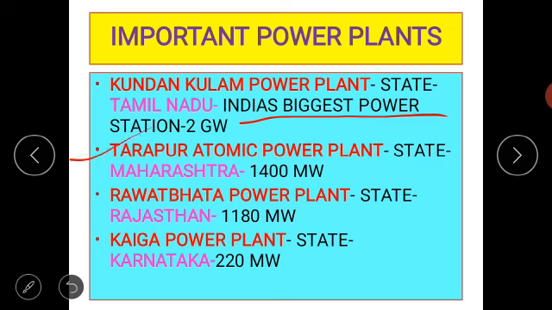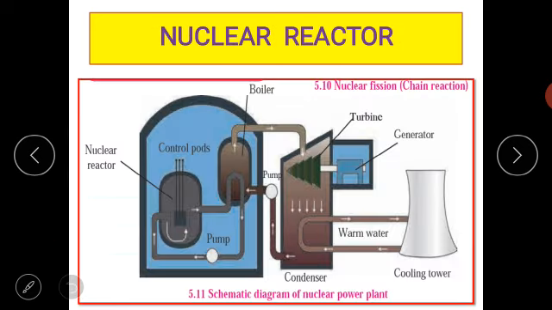Second is the Tarapur atomic power plant in the state of Maharashtra. It produces 1400 megawatt of energy. Third is the Rawatbhata power plant. It is in the state of Rajasthan, and it produces 1180 megawatt of energy. Fourth is the Kaiga power plant. It is in the state of Karnataka. It produces 220 megawatt of electrical energy.